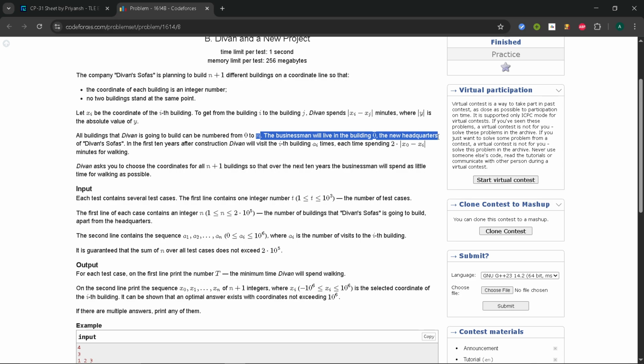The businessman will live in building 0, and who is the businessman? And the new headquarters of Divan in the first 10 years after construction. Divan will visit the building ai times, each time spending 2 times the distance in minutes walking. Choose the coordinates for all so that the businessman spends as little time walking as possible.